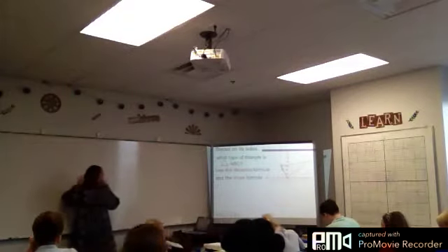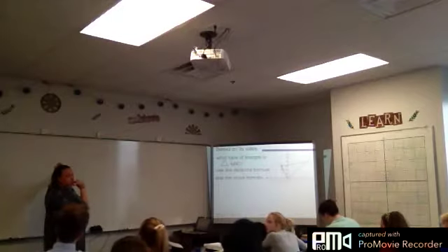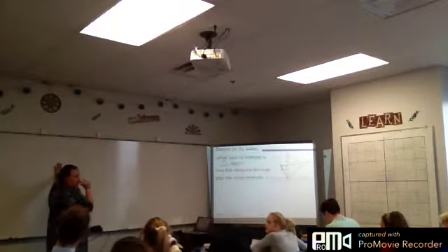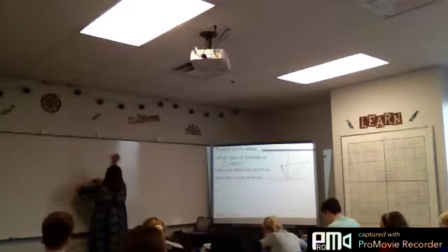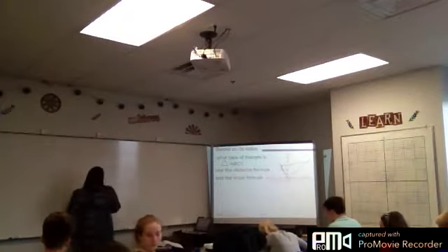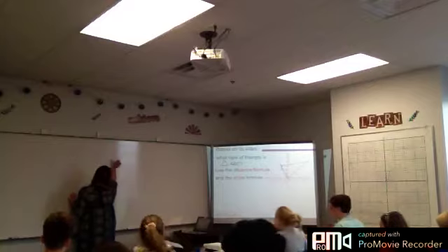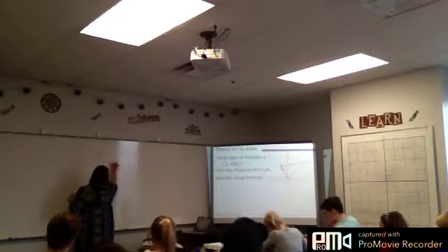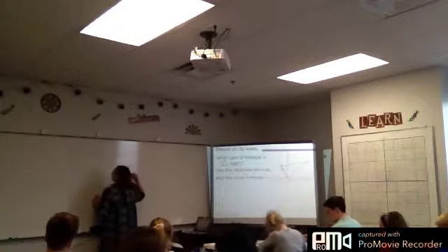Square root of parentheses x2 minus x1 squared plus y2 minus y1 squared. Negative 2 minus 0 squared plus 3 minus 0 squared. What's negative 2 squared? 4. 3 squared is 9. So I have 4 plus 9, right? Yeah. Which is the square root of 13. Okay, now let's find AB's slope.